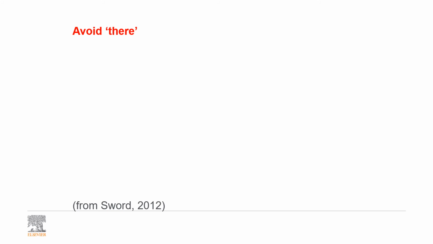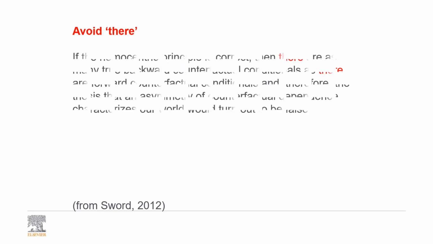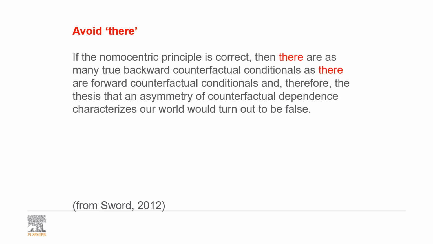From Helen's sword, try to avoid there. This is a terrible sentence, by the way. If the nomocentric principle is correct, then there are as many true backward counterfactual conditions as there are forward counterfactual conditions, etc. It is actually a sensible sentence. It's a little bit long for my liking.